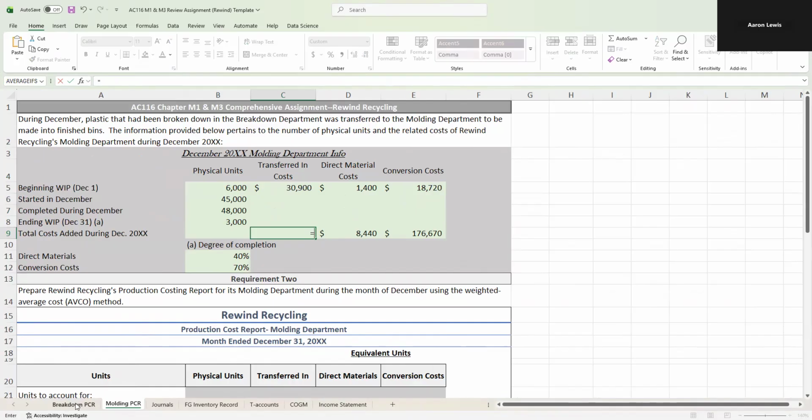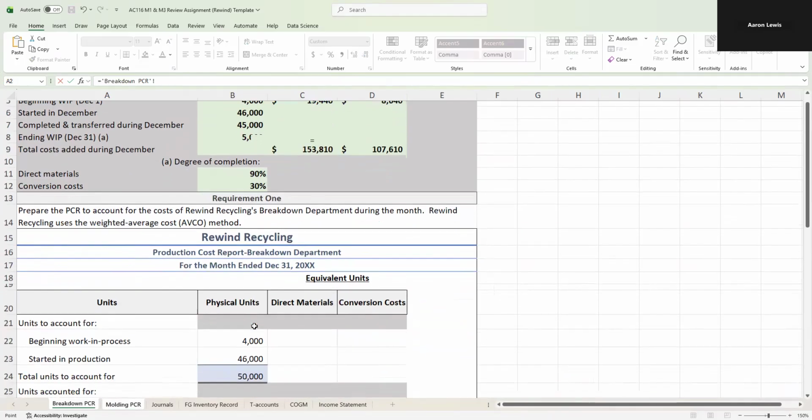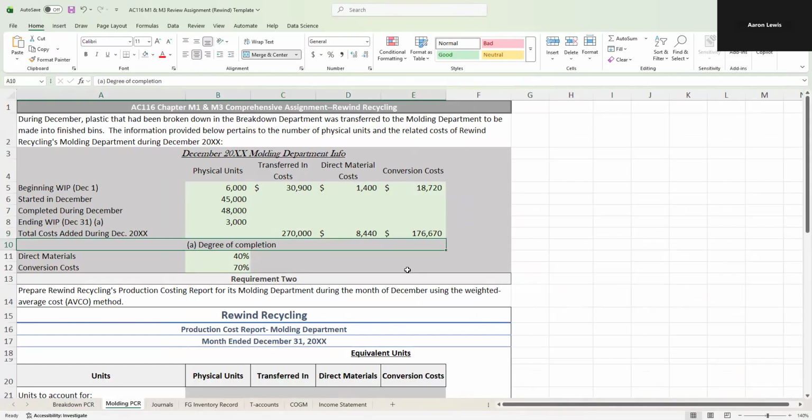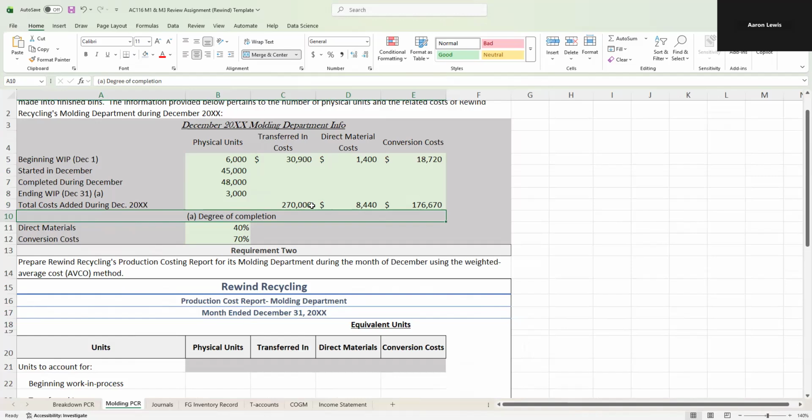And going over here to the breakdown department, the amount of costs that were added by the molding department has to be equal to the 270,000 that was transferred in from the previous phase of production. So now we've got all of the numbers that we need to work with. And it's the same process that we just did for the breakdown department.